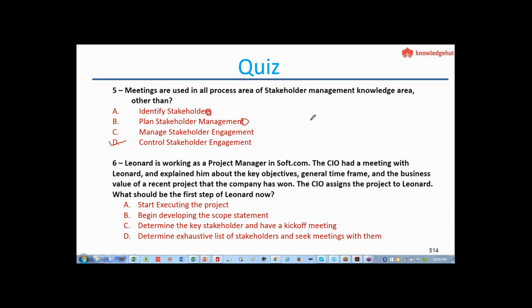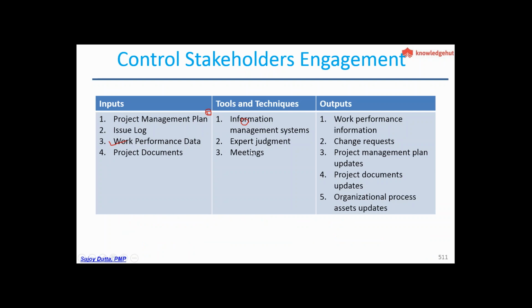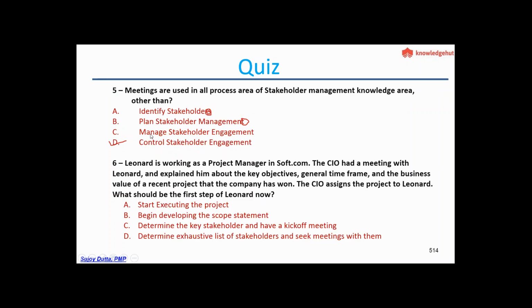Is it D or C? Even I'm not sure. So let's have a look at the process. So you need a meeting in the control. So if you need a meeting in the control, actually it is C where you don't need a meeting. You don't need a meeting when you are managing. So here what you are doing, you are managing and using interpersonal skills. Okay. So the correct answer is C. Here you don't need a meeting.